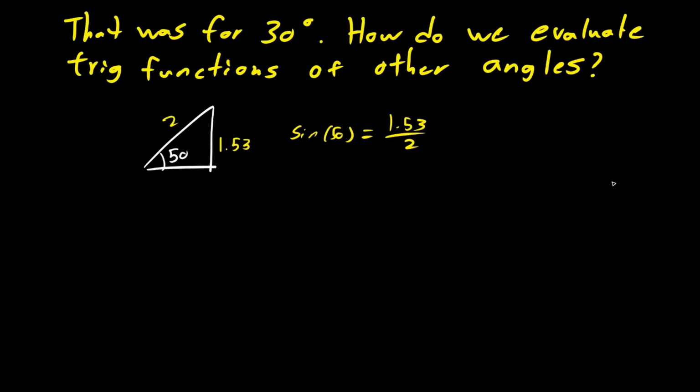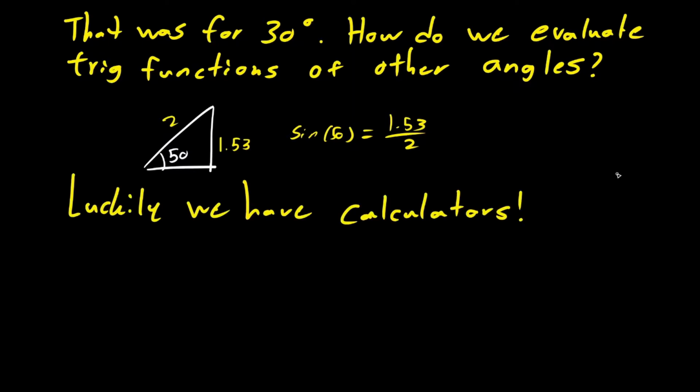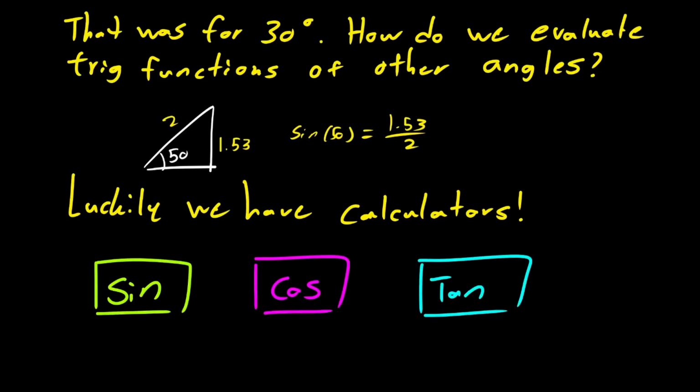But luckily, we have evolved. We don't need to draw triangles to figure out the sine, cosine, and tangents anymore. We have calculators. So, on your calculator, you have these functions, sin, cos, and tan. They stand for sine, cosine, and tangent, respectively. If you give them an angle, then it will give you the ratio of those sides, or the respective sides, SOHCAHTOA.